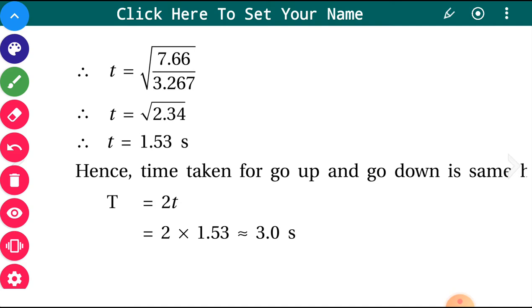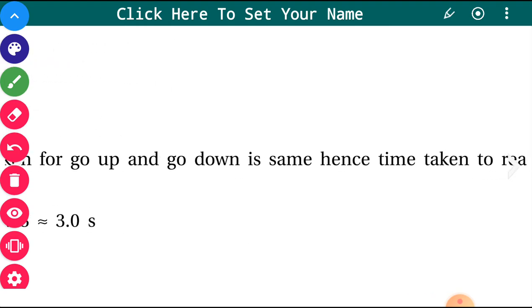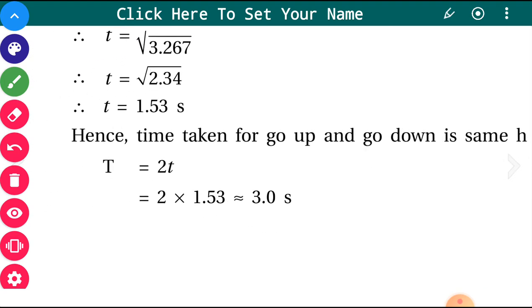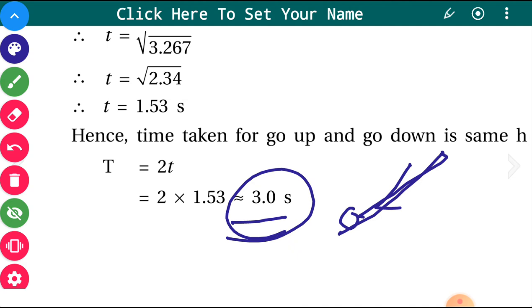Hence the time taken to go up and go down is the same. So the total time will be 1.53 into 2, so about 3 seconds. It takes the same time to go up and to come down. So it will be 3 seconds.